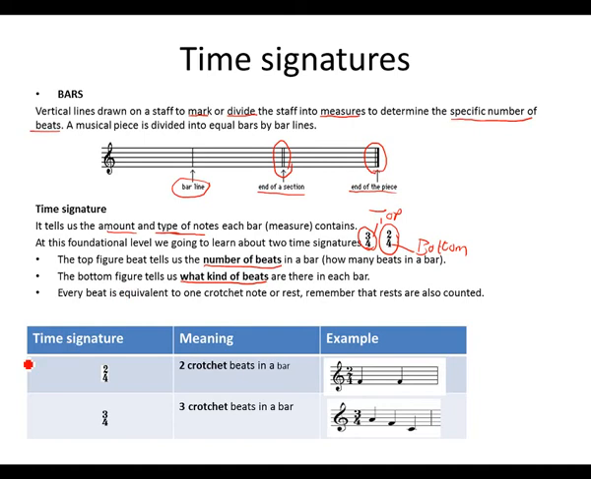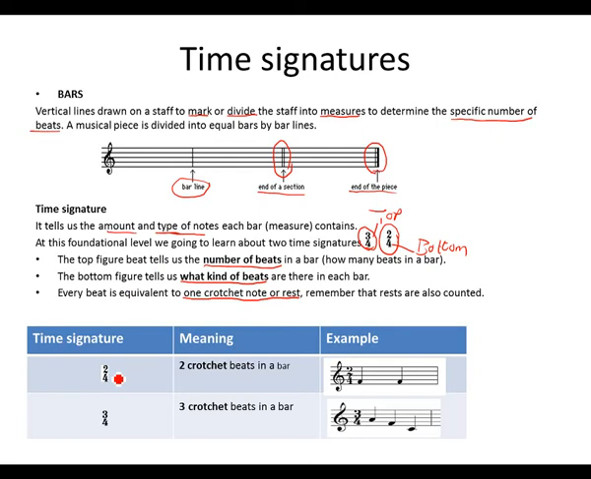Every beat is equivalent to one crotchet note or rest. Remember that rests are also counted. Let's take a look at examples of time signatures and their meaning.